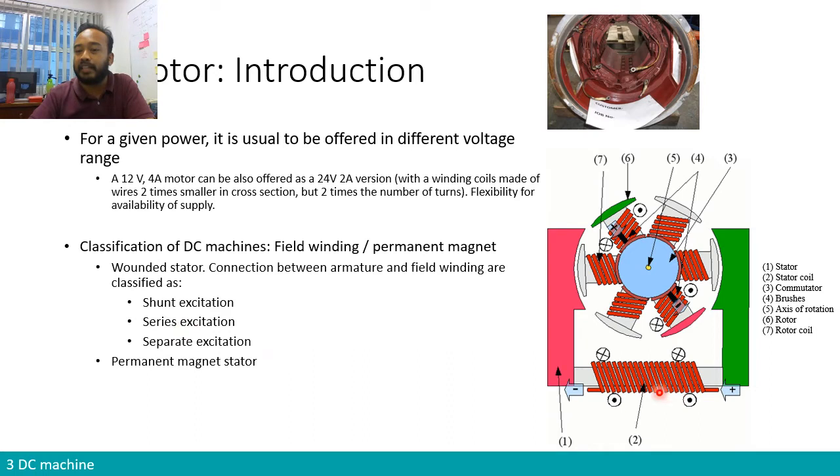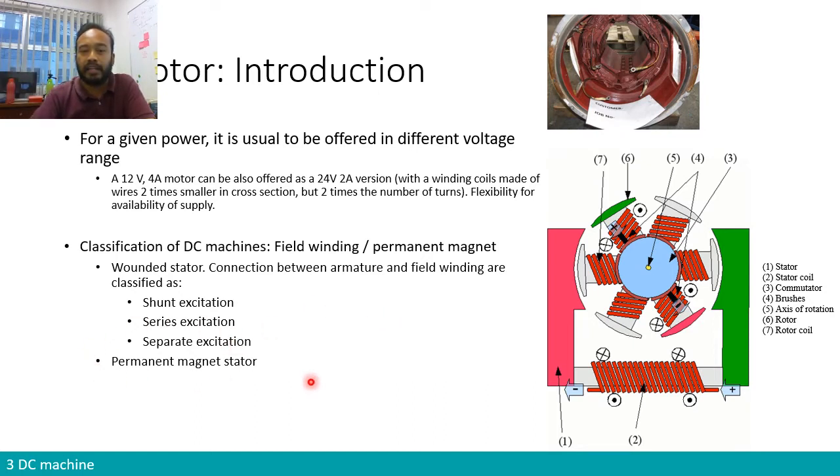Series excitation means you have your stator winding, or field winding, and the armature winding connected in series. Shunt excitation, we'll see later what it is. It's basically more or less like a parallel connection. Separate excitation means you have them completely separated. You need 2 power supplies: one supply for the rotor, the armature winding, and another supply for the field winding, or stator winding. So there are these different configurations of machine, and of course they have their own advantages and inconveniences.